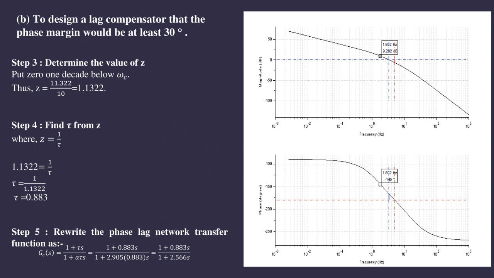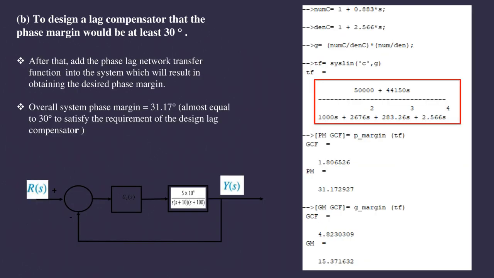Step 4 is to find tau from Z, where Z is equal to 1 over tau. From that we get tau equal to 0.883. And for the final step, step 5, is to rewrite the phase lag network transfer function as given below. After that, we add the phase lag network transfer function into the system, which will result in obtaining the desired phase margin.